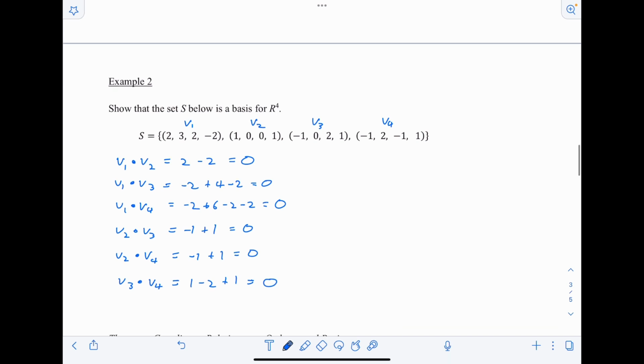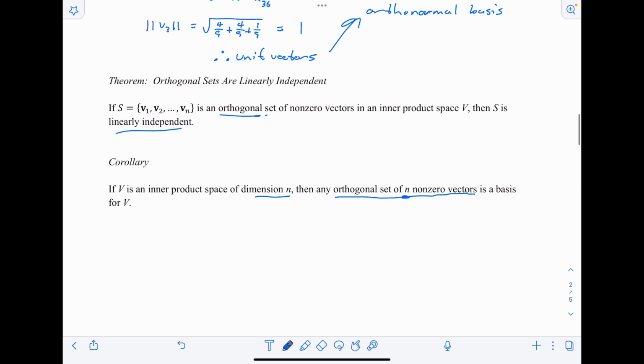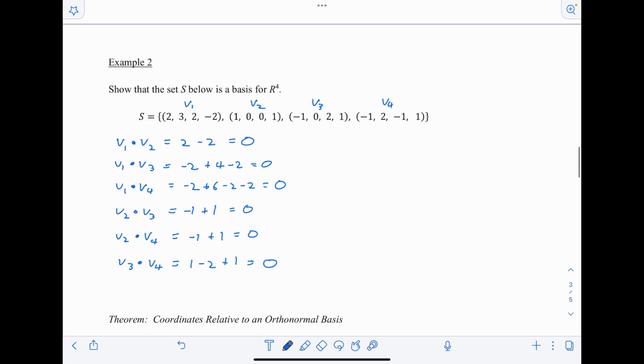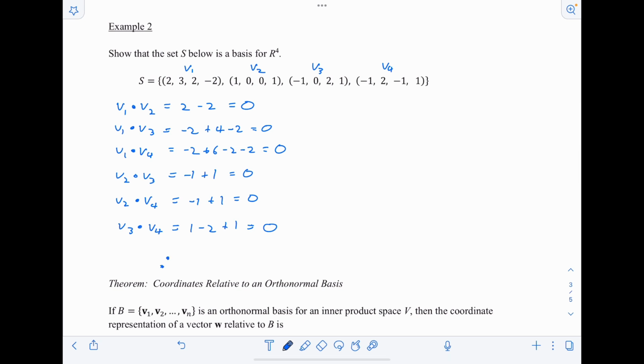So in this case, because of this theorem and corollary that we just talked about, I can immediately jump to the fact that because S is orthogonal, all of those vectors are orthogonal to each other, we know that it is a basis for R4. Now, what this doesn't tell us is that these are orthonormal.